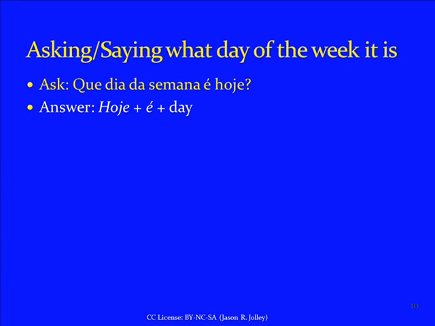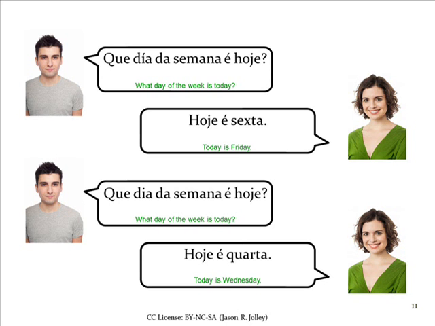Okay, now that we've mastered the vocabulary for the days of the week in Brazilian Portuguese, let's look at one structure in which we could use these. For example, if we want to ask what day of the week it is or say what day of the week it is. You can see on this slide the formula for asking, or the phrase for asking, is simply que dia da semana é hoje? Que dia da semana é hoje? And the person answers by saying hoje é, and then the name of the day. And on the next slides, we have some examples of that structure being used.